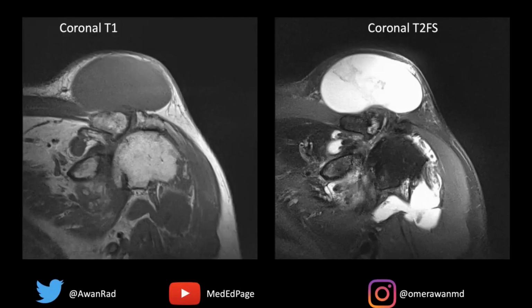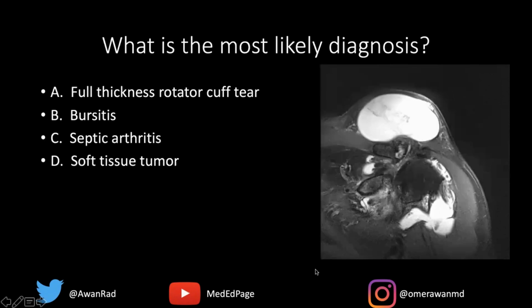We have a coronal T1 weighted image through the shoulder and a corresponding coronal T2 fat sat weighted image through the shoulder, showing some dramatic findings here. And the question that I have for everyone is, what's the most likely diagnosis? Is this a full thickness rotator cuff tear, a case of bursitis, septic arthritis, or is this in fact a soft tissue tumor? What's the most likely diagnosis here?